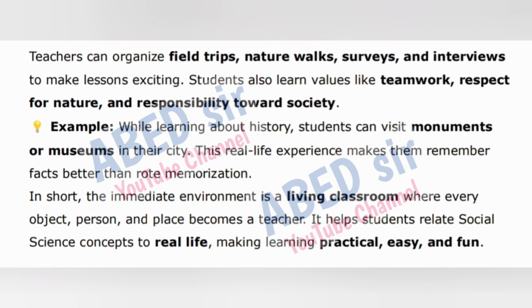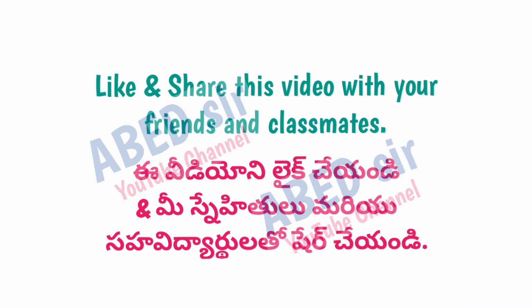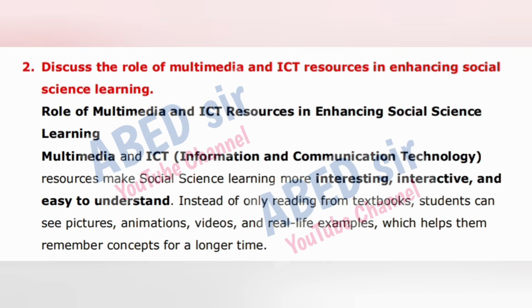In short, the immediate environment is a living classroom where every object, person, and place becomes a teacher. It helps students relate social science concepts to real life, making learning practical, easy, and fun. Next important long question is: 2. Discuss the role of multimedia and ICT resources in enhancing social science learning.